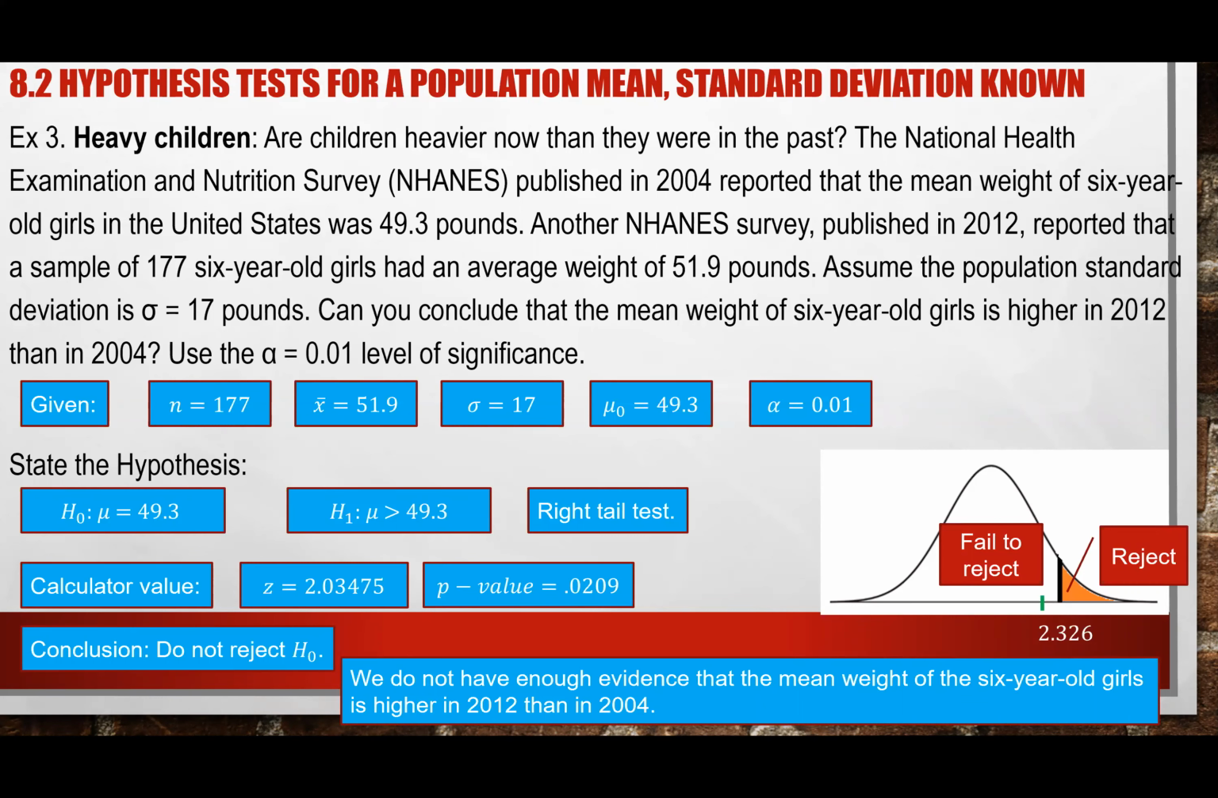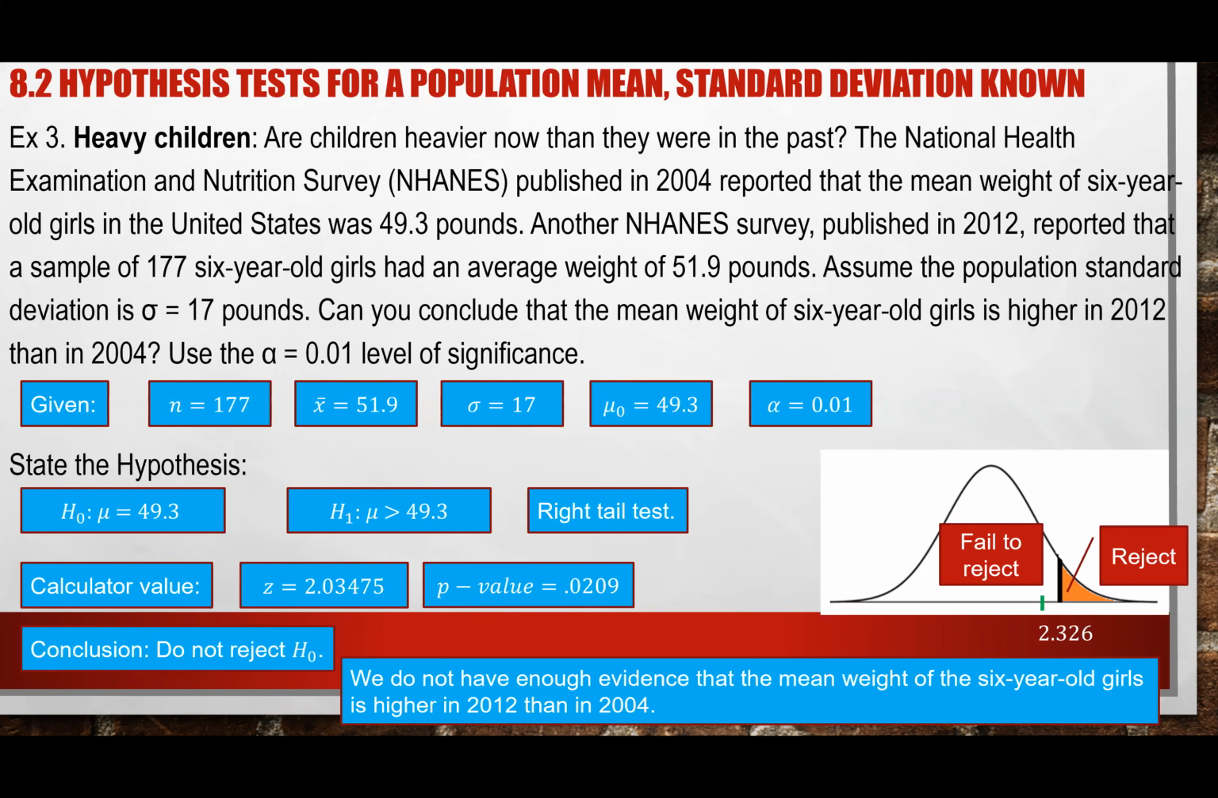So again, look at this thing here. Any question on what you need to do to compute this hypothesis testing? Any question on how I come up with the conclusion or the calculator value? Well, if you don't have question, ladies and gentlemen, this is the end of 8.2.